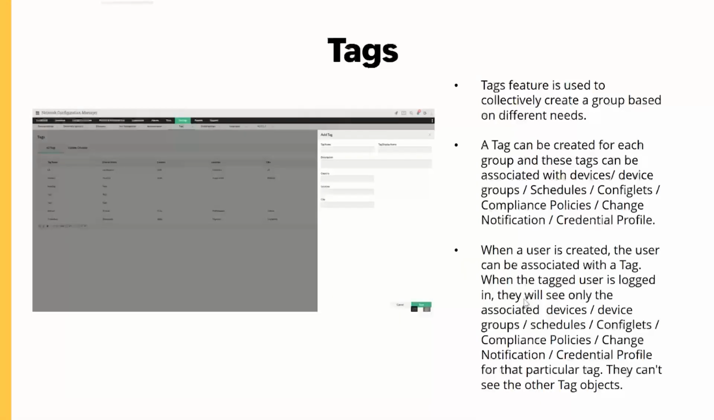Tags in Network Configuration Manager are similar to hashtags. You can create a tag for a specific location, and you can assign devices, schedules, configuration, compliance policies, and users associated with that location. For example, if you have a location in Los Angeles, you can create a tag called Los Angeles. And by assigning this tag to specific devices, users, and other entities, only the devices and the settings associated with the Los Angeles tag will be accessible to those users.